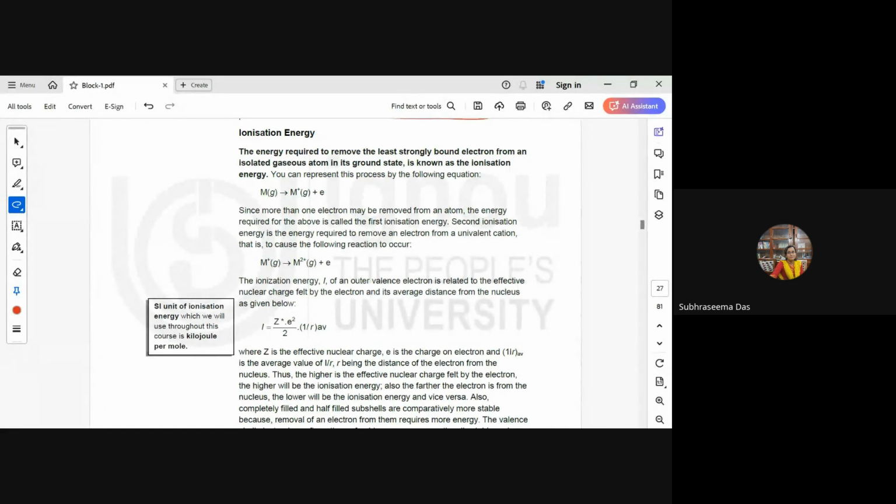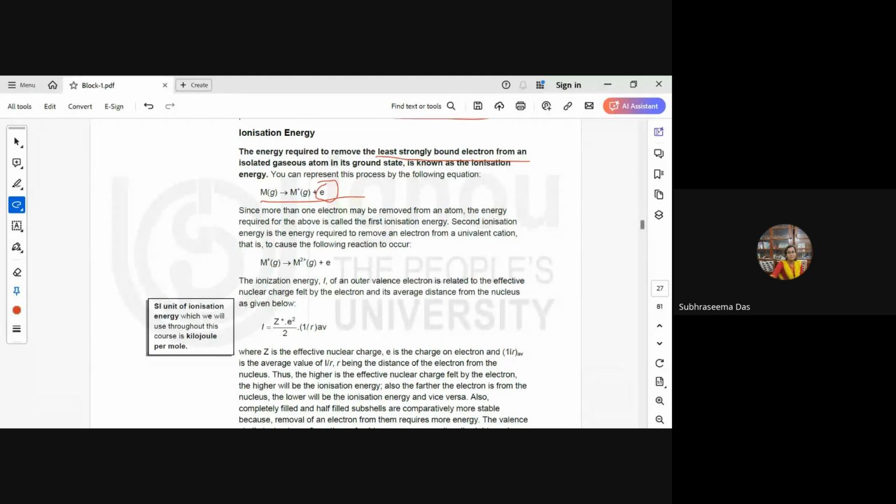This is a very important aspect. It is defined as the amount of energy that is required to remove the least strongly bound electron from an isolated gaseous neutral atom in its ground state. It is known as the ionization energy, or the ionization potential. This implies M, present in the gaseous state, requires energy to remove the electron to form a cation, M+ (g), plus the energy that is liberated.